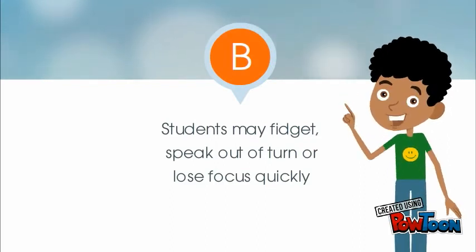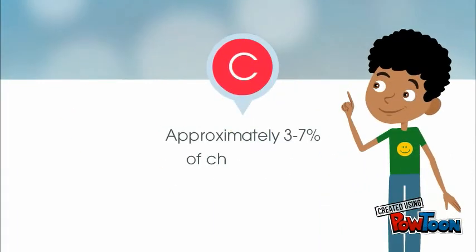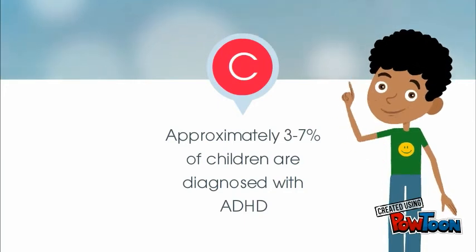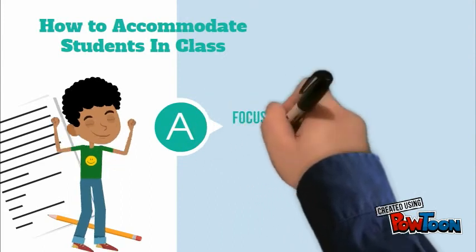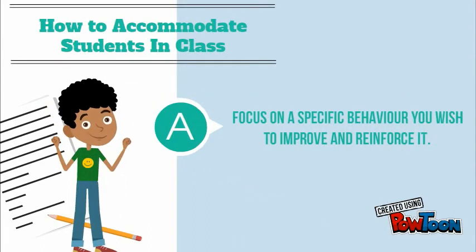They may understand what's expected of them, but have trouble following through because they can't sit still, pay attention, or focus on detail. This may affect the child's ability to function socially, academically, and at home. It is estimated that 3 to 7% of students are diagnosed with ADHD, and boys are more likely to be diagnosed than girls. To help students with ADHD, focus on a specific behavior you wish to improve and reinforce it.